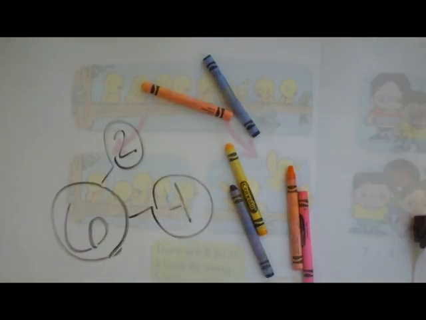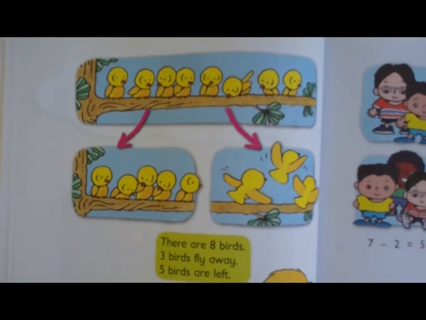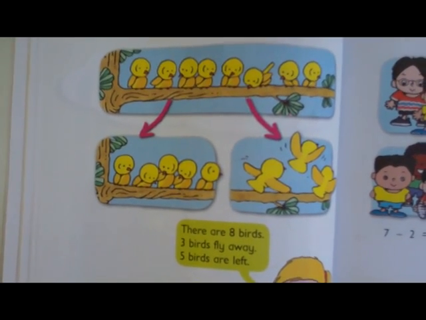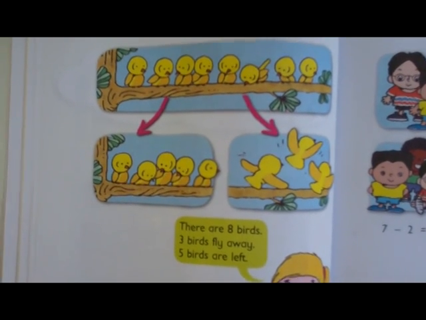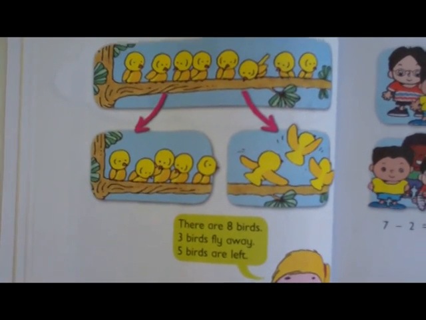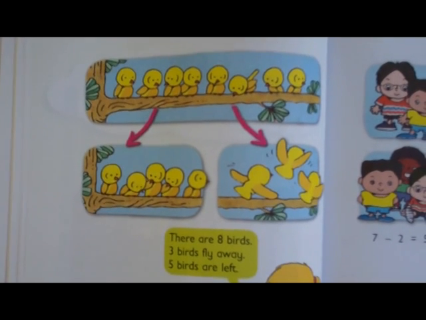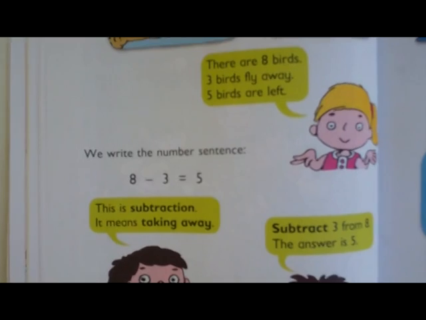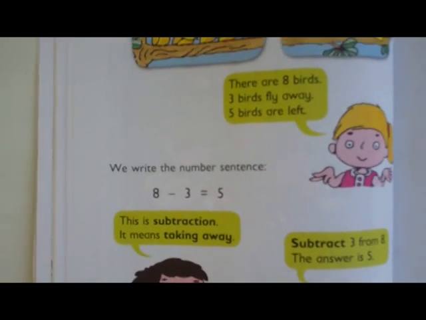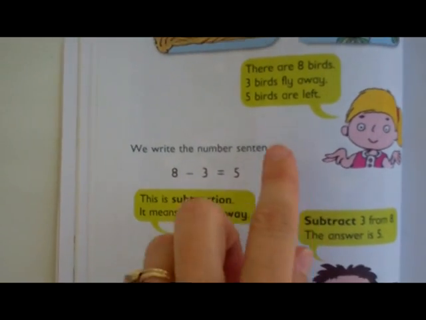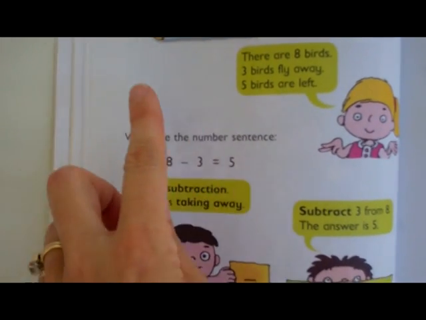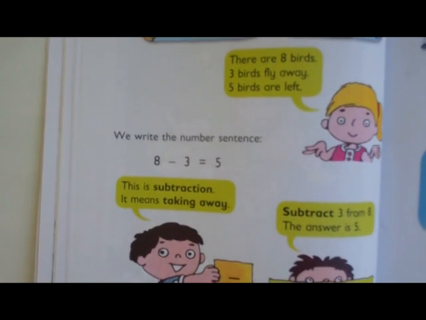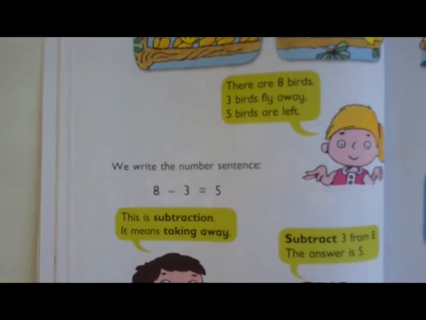Boop. Look at the top of page 42 in your book. It says there are 8 birds and 3 flew away. 5 birds were left. Underneath it, it shows you the subtraction sentence. Now, in addition sentences, you put the part and part plus part equals the whole thing. So like 2 plus 2 is 4. Well, 2 and 2 are just parts of 4.